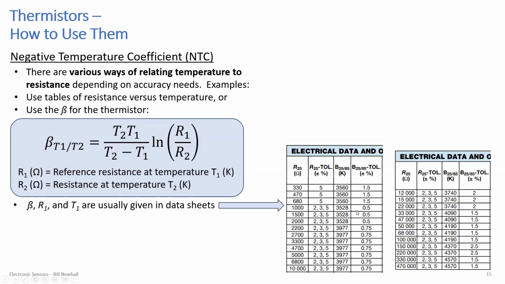So here's an example. This is a table here of the R25 value. So this is the nominal resistance of the thermistor right here at 25C. And then you can see the beta value here. It's listed as B. And that reference temperature here is 85. Okay, so 25 and 85. That's C, not Kelvin.